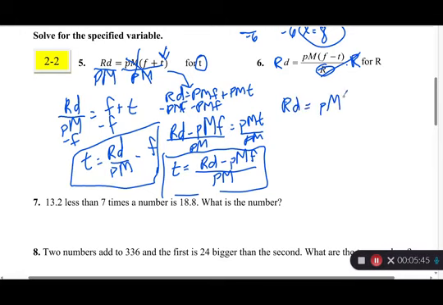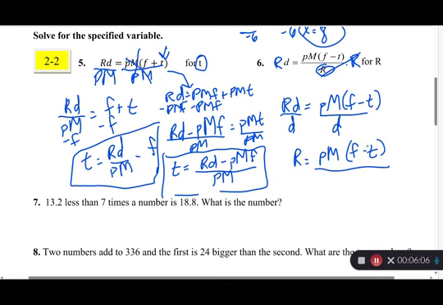And again, just like on number 5, if you want to, you can distribute that PM. It doesn't really make too much of a difference on this problem because we're just dealing with R and D right now. So we're going to get rid of the D. It's multiplying, so we're going to divide, do the opposite, the inverse. And so we have R equals PM times (F minus T) in parentheses, or not if you distribute it, all over D. And there you go.